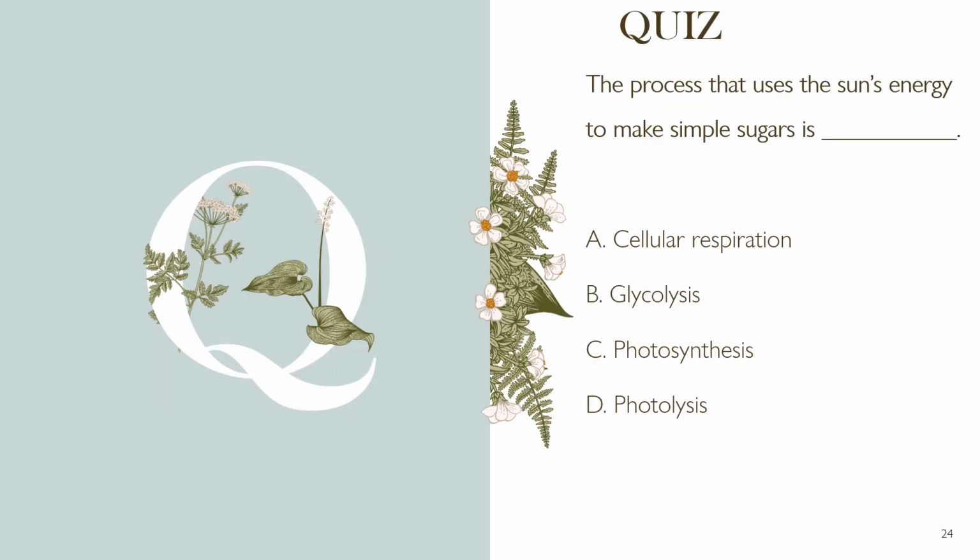Pause the video and answer the questions below. The process that uses the sun's energy to make simple sugar is A. Cellular respiration, B. Glycolysis, C. Photosynthesis, or D. Photolysis.